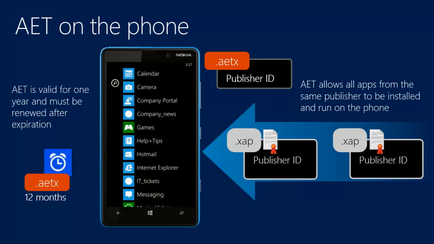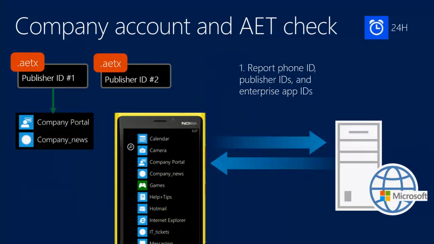Now, once the AET is on the phone, it's valid for 1 year and must be renewed. So every year you're going to have to push this out and make your employees install it on their devices in order for the hubs to continue to work. Now, it only installs and allows the applications from one publisher. So everything that you distribute must be signed by the same certificate that you generated the AET with. In addition to that yearly check, there's a company account and AET check that happens every 24 hours on the device.